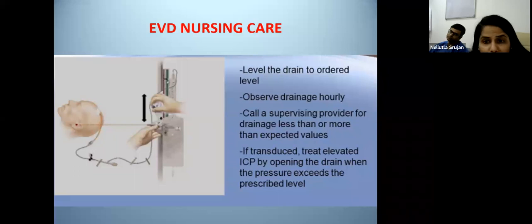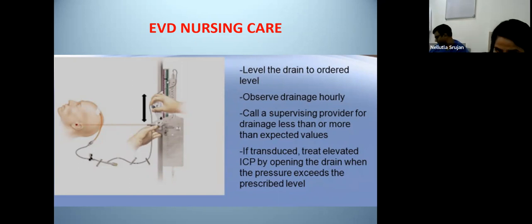And you need to observe the drain every hour. We have to measure. If a junior nurse is posted over there and a senior nurse is there, we need to make sure that the experienced nurse educates the junior nurse so that she can follow the prescribed orders. For intracranial pressure, we need to make sure that it stays within normal limits.